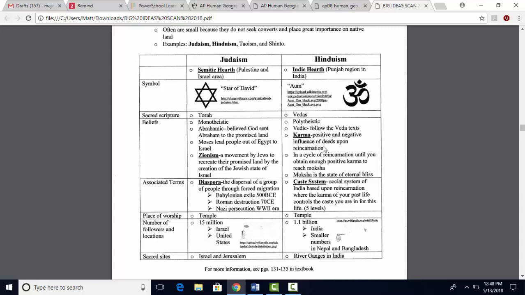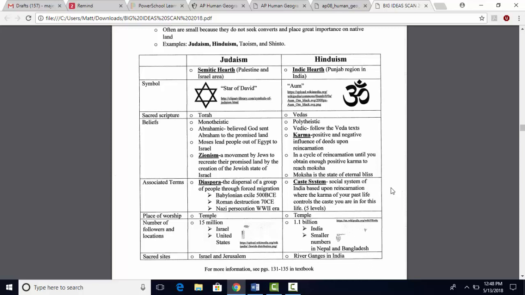Remember, the Hindu faith is based very strictly on the caste system. There was a social system in India based on reincarnation, where the karma of your past life controlled what caste you were in. Remember, there were 5 levels, right? And of course, the untouchables were the folks at the very, very bottom. They were the ones who had the lowest castes. And of course, the further up you went, the more you got into the religious and political leader caste. Which generally meant that you were closer to moksha, closer to the afterlife.